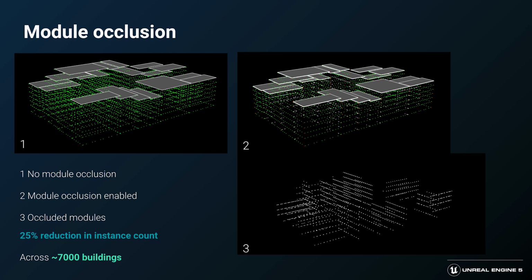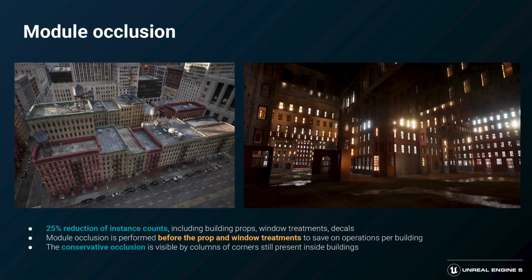The occlusion has to be conservative, as re-adding modules to cover holes is complicated when you consider primitive data for windows and props. Even with this conservatism, a 25% reduction in building modules, props, and decals is achieved. The conservative approach is shown by the columns of corners still present inside some of the building shells.